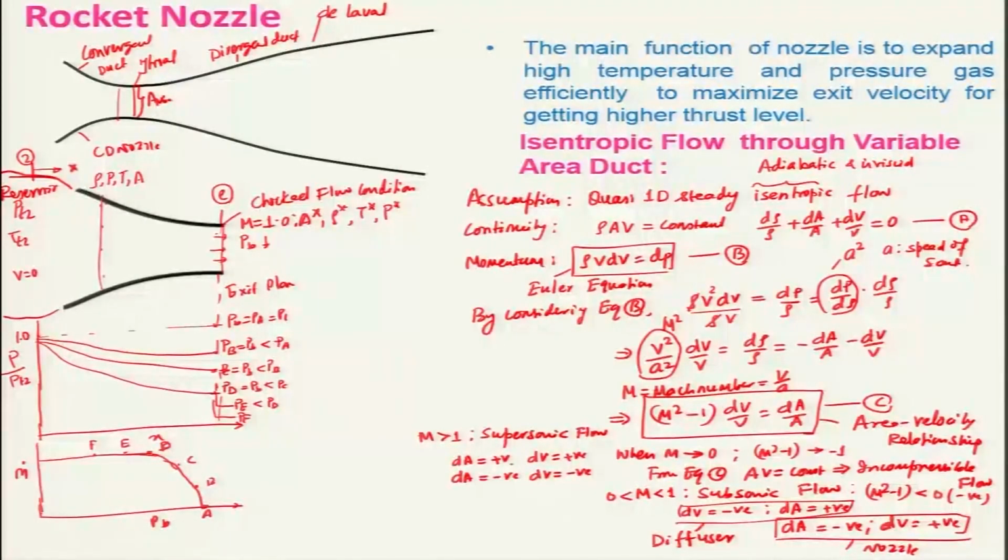What it says is that if the area is increasing, the velocity will increase, the flow will be accelerating, and this acts like a nozzle. When it is a convergent section, dA is negative, and it acts like a diffuser, where the flow will be decelerating. That means at the exit the velocity will be low, and the pressure will again be lowered along with the nozzle, along with the diffuser.